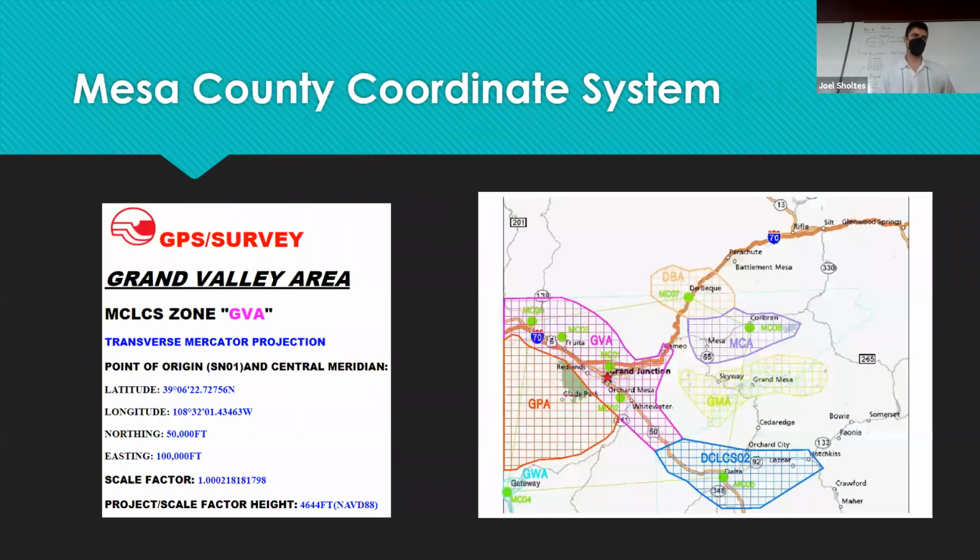So let's look at a coordinate system. This is a projected coordinate system for Mesa County. And actually within Mesa County, there's a bunch of different zones. Why would we want a coordinate system with multiple zones for Mesa County? Why is that a thing that even exists?